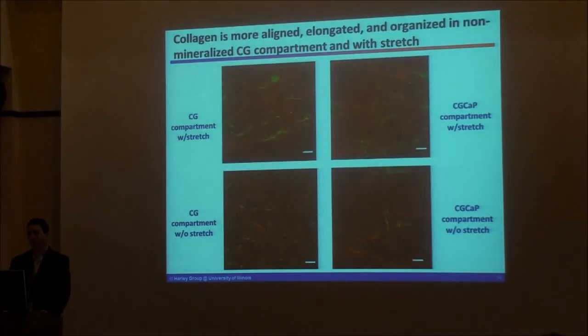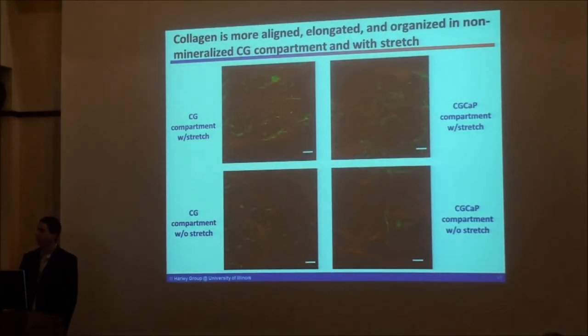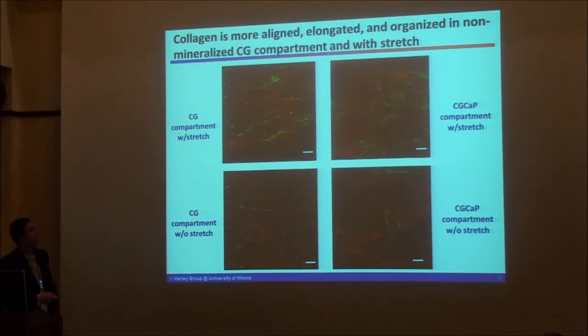When we stimulate these multi-compartment scaffolds, we can start to look at things like collagen organization, for example. And so I'm showing collagen in green and then actin in red. And I probably can't see that very well, but the scale bar is 50 microns, by the way. So we have our CG, or our tendon compartment, on the left side here, with or without stretch, compared to our mineral compartment with stretch and without stretch.